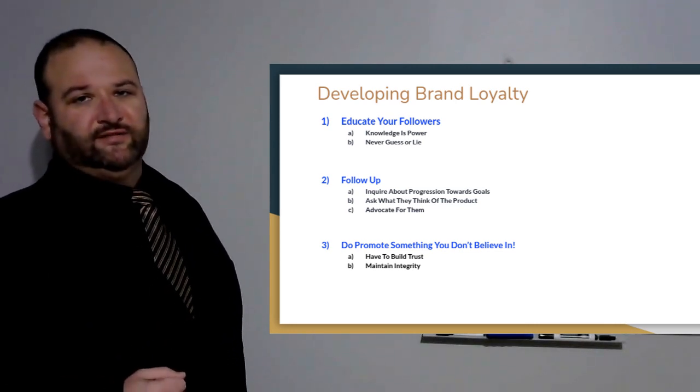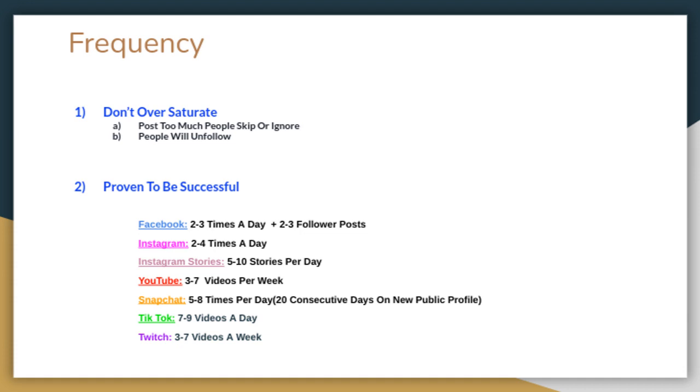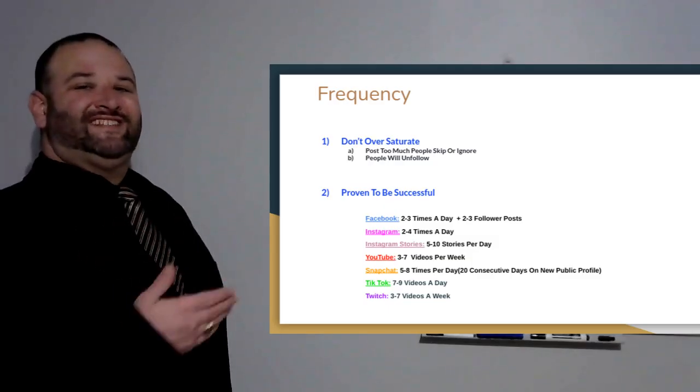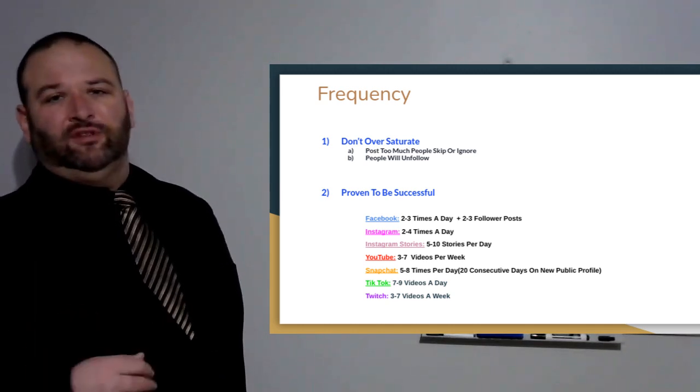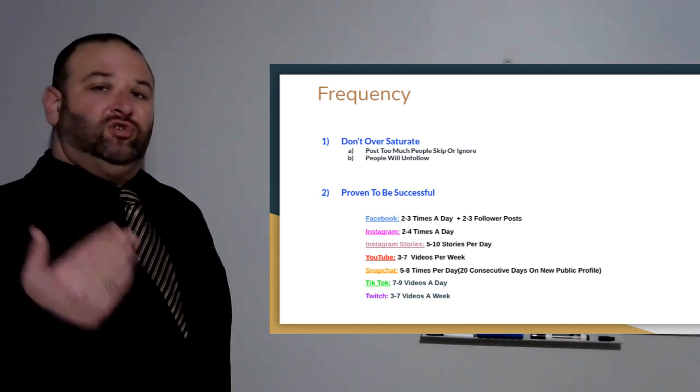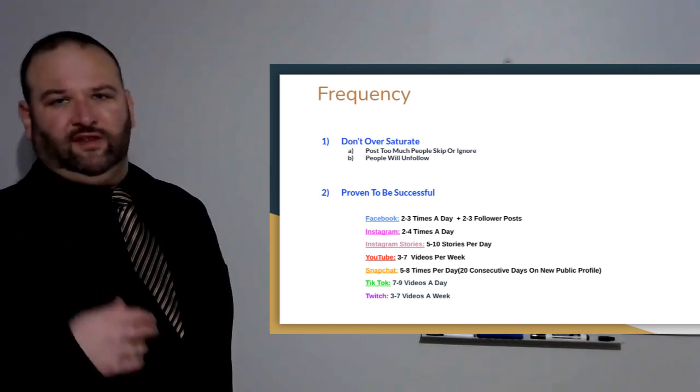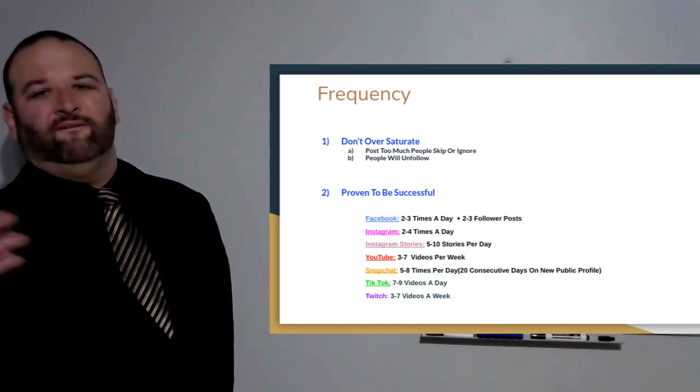Now that we've covered that, let's go ahead and move on to how often you should actually post content. You want to make sure you don't oversaturate. What ends up happening when you oversaturate is people begin to skip or ignore your posts. However, those posts still end up in their feed. So it starts to annoy them and you become a nuisance. And then what ends up happening, of course, they unfollow you.